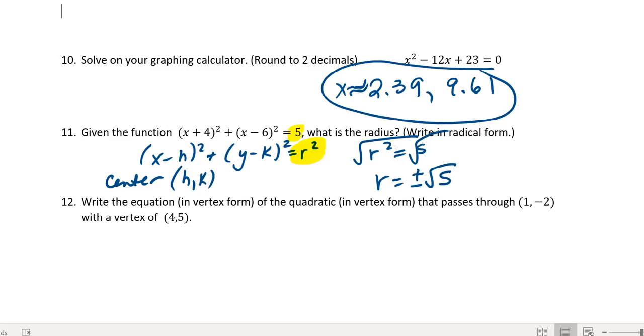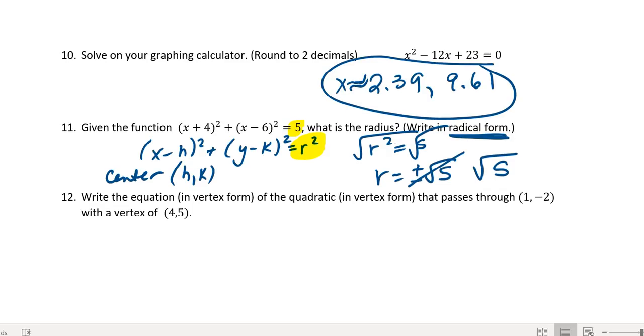But we know that radius, it's the distance from the center of the circle to the outside of the circle. And so we know a distance is always positive. So our radius will only be the positive square root of 5. And you may leave it like this because it said leave it in radical form. If it asks you to round it in decimal, then you just put it in your calculator and round it.